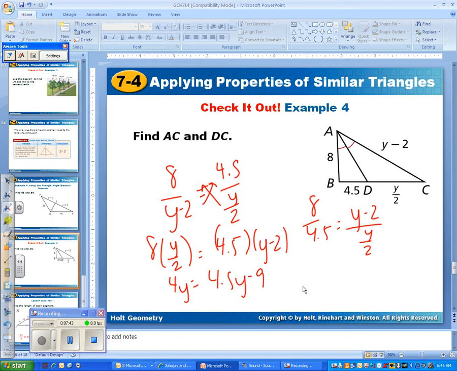Move the y's to the same side, and you get negative 0.5y equals negative 9, and then y would equal 18. Not done yet. We want to plug them in. 18 minus 2 is 16. 18 divided by 2 is 9. So these would be our final answers.